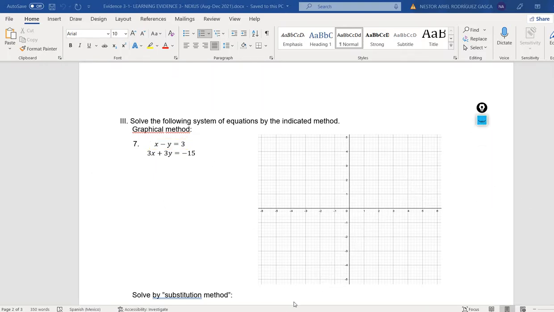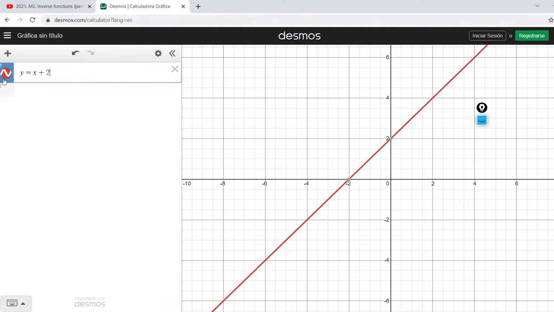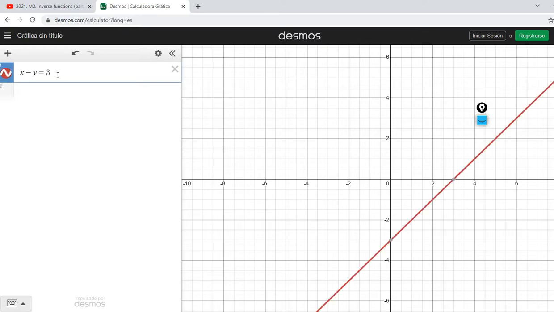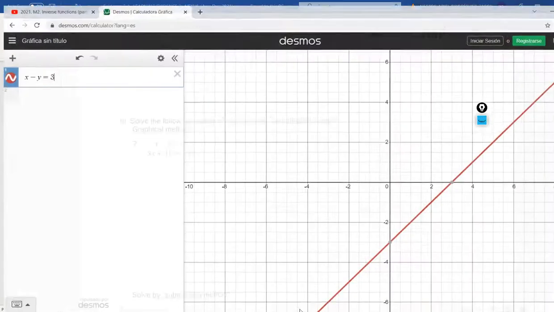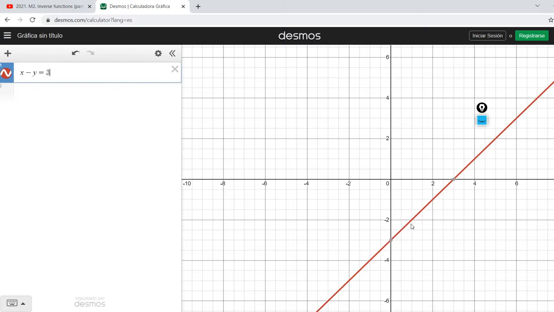We have x minus y equals 3. So let's put it in here. x minus y equals 3. And as you can see, this is the graph. Can you see? It's the same graph. It crosses both axes at -3 and 3. And let's see if that happened in this graph. As you can see, this is -3 and this is 3. So it's the same line.